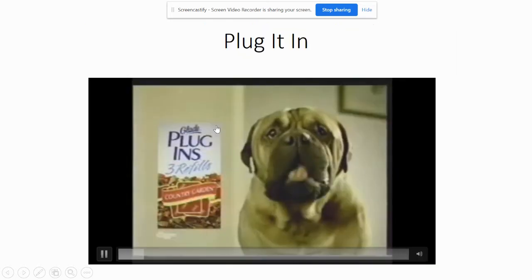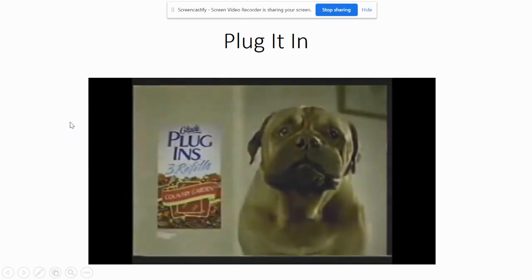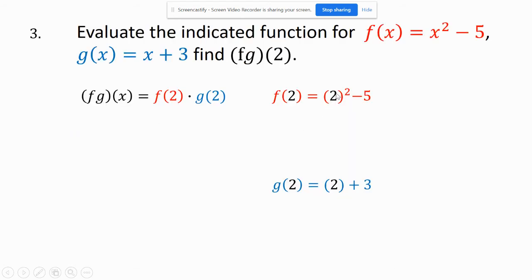We could take the f function and plug the 2 in, which 2 squared is 4, and 4 minus 5 would be negative 1, and then take the 2 and plug it in the g function, which is basically just 2 plus 3, but I always like to make the little parentheses and use it as a holder. So it's 5. And then I take negative 1 times 5 because I'm taking the answer from f of 2 times the answer from g of 2. So my answer is negative 5.